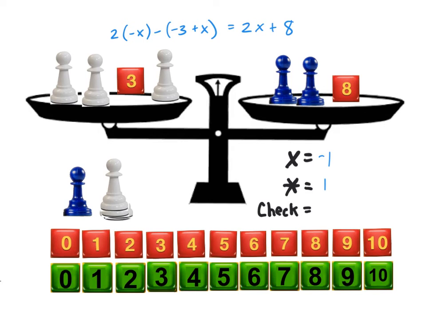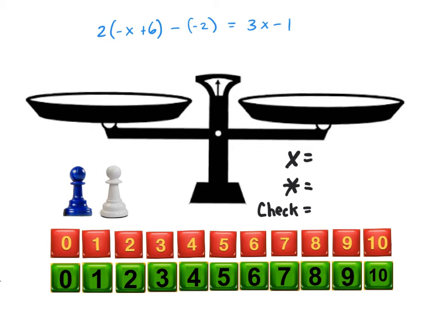Substituting, negative x was equal to +1. It was +1. And x was equal to -1. So on the left-hand side, we have a total of 6. And the right-hand side, we have 8, but then we're losing two negatives, so that means 6. So our check, 6 on the left, 6 on the right, is balanced.